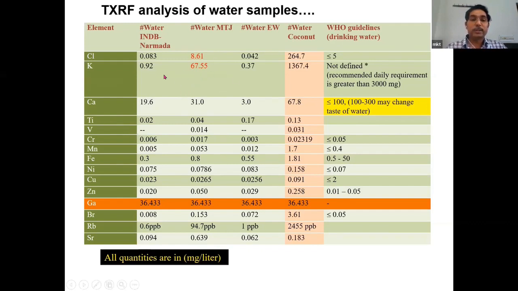So this is just to compare the different elements. Similarly, if you see, bromine is also very high. Rubidium concentration is very low, but in coconut water it is very high, around 2,000 times higher even.